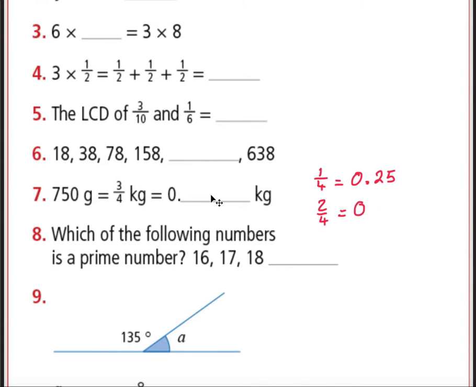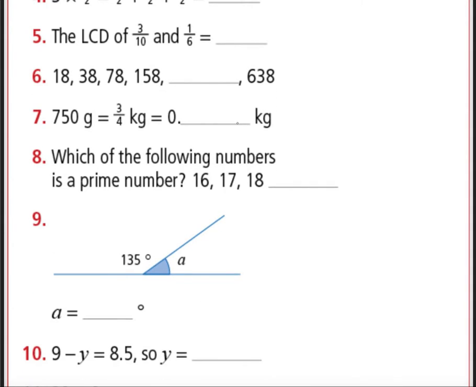Number 8, which of the following numbers is a prime number? Now, a prime number can only be divided by itself and 1. Straight away we should know that an even number like 16 can always be divided by 2, and 18 is an even number that can be divided by 2, so neither of those are prime numbers, and that only leaves us with one choice for number 8.